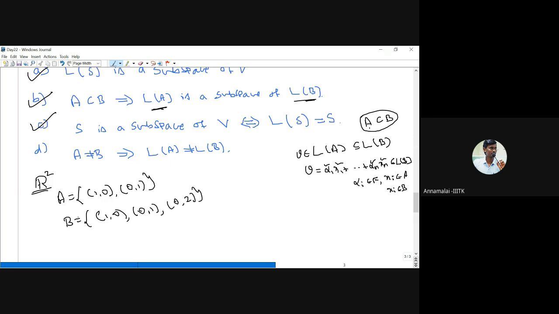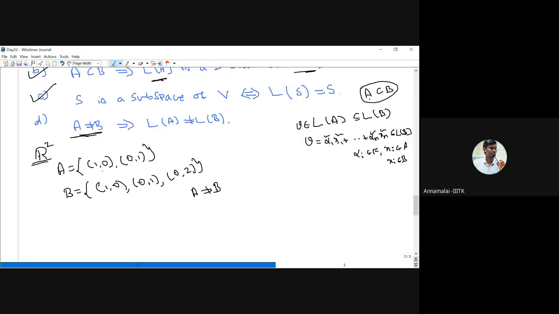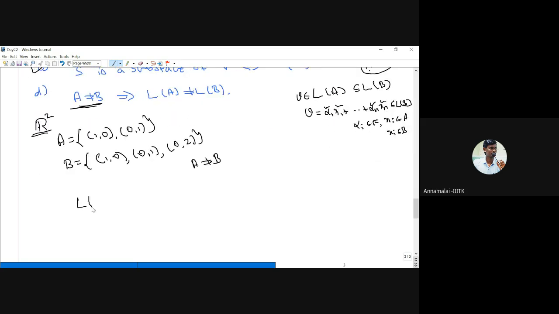Now definitely A and B are not equal, because A contains 2 elements and B contains 3 elements. Therefore definitely A is not equal to B. Therefore these two sets A and B satisfy our assumption A not equal to B. Now what is L of A? Actually we know that this forms a basis. Therefore L of A is nothing but the whole set R2, because it's a basis.